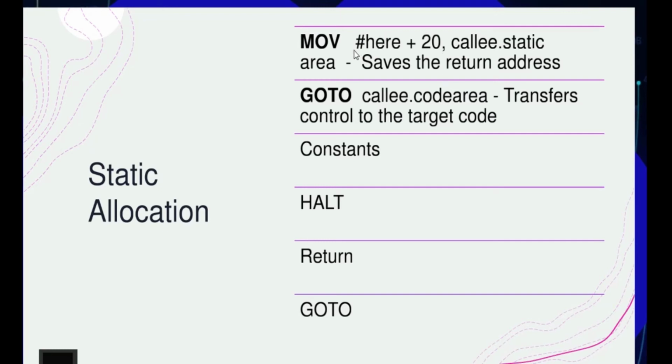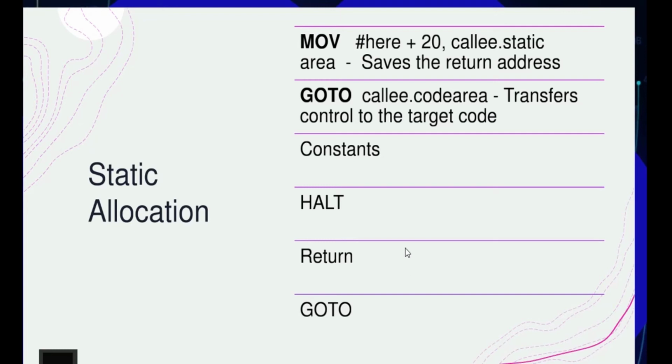And here we are having #here plus 20. So the source #here plus 20 in the move instruction is nothing but a literal return address. That is, it is the address of the instruction following the go to statement. Okay, then the code for the procedure ends with a return to the calling procedure, except that the first procedure has no caller. So its final instruction is halt, which returns control to the operating system.